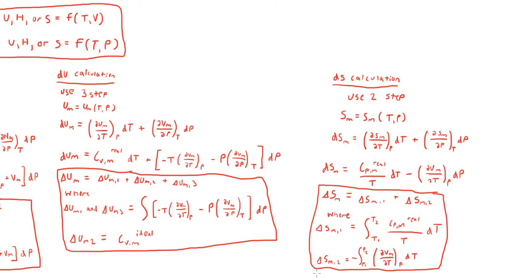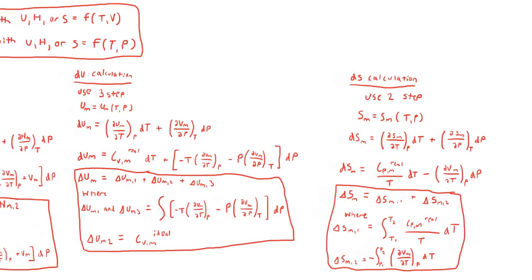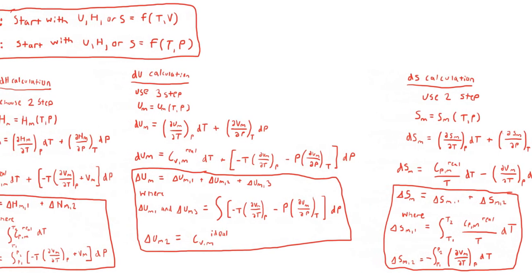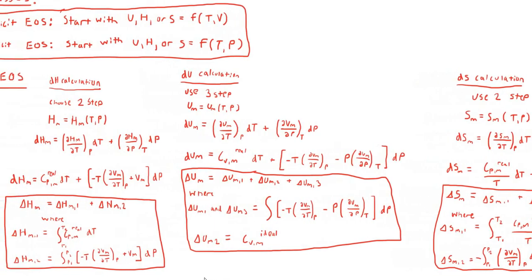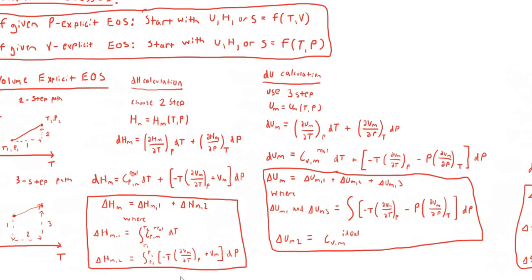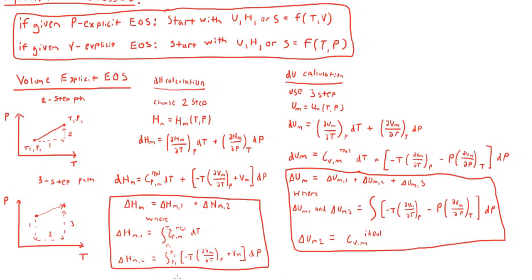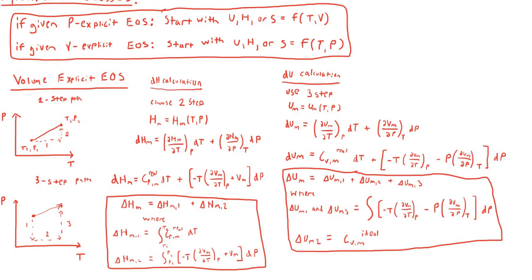This is the final answer for how you would get the change in molar entropy for a hypothetical process given a volume explicit equation of state. So I circled the final answers. So this is what you would do for a change in entropy, change in internal energy, or a change in enthalpy for a volume explicit equation of state in the problem.